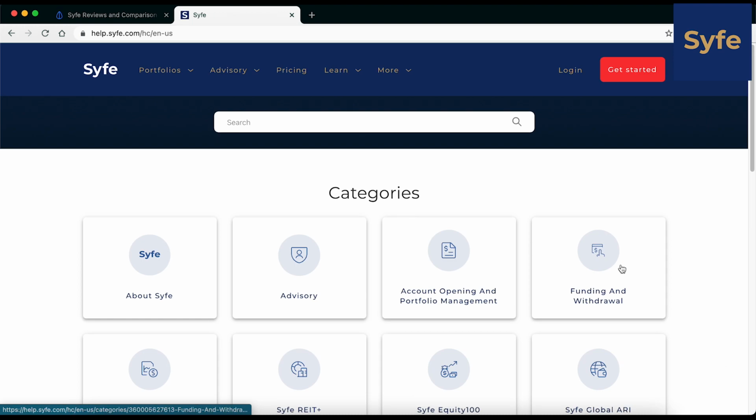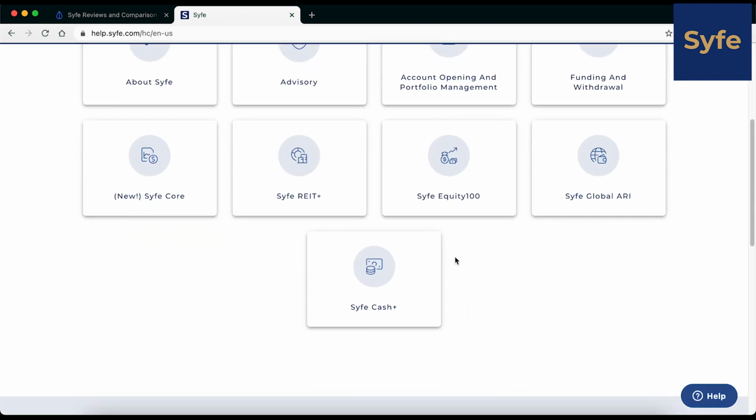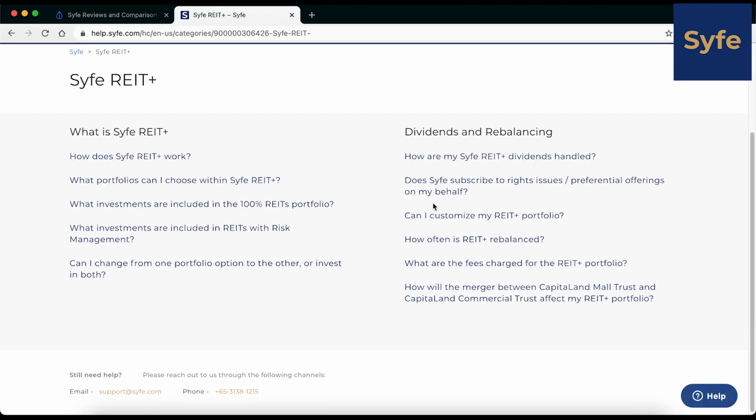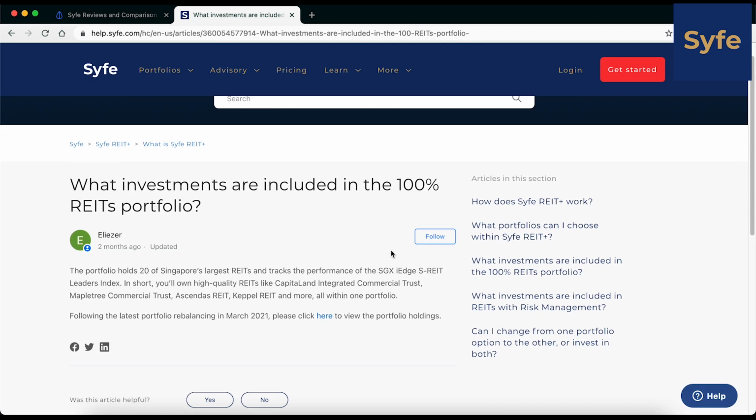Okay, before we get started, I just want to run through a few FAQs for the portfolios. Let's look at Syfe REIT Plus. What investments are included in the Syfe 100% REITs portfolio? So they'll get the 20 largest Singapore REITs. So they own REITs like CICT, MCT, A-REIT, Capital DC and more within one portfolio.